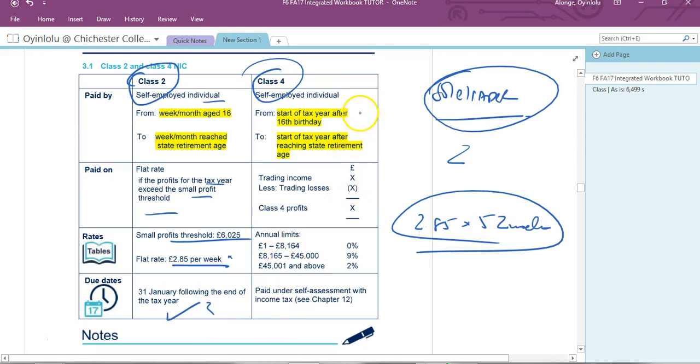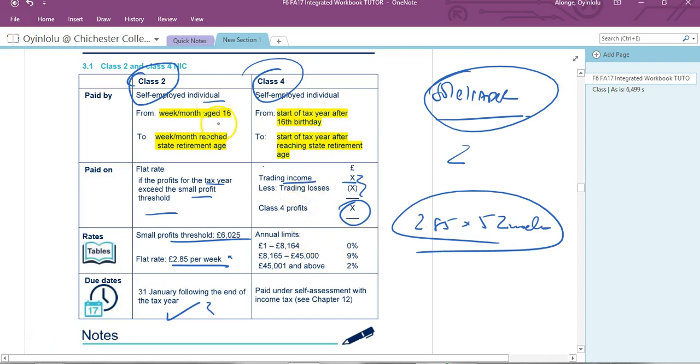Then we have what's referred to as the class 4, and you have what's referred to as your class 4 profits, and these class 4 profits are then assessed, if you like.